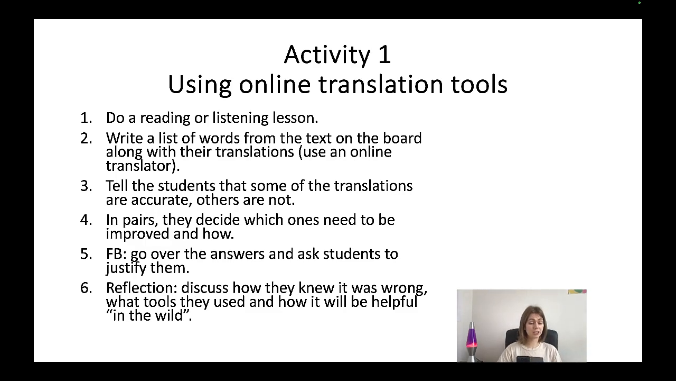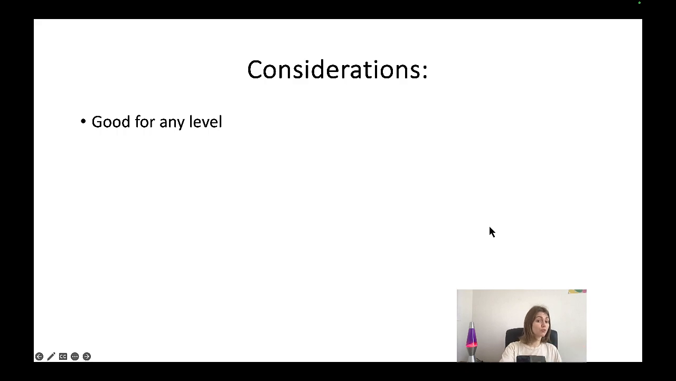Very little preparation. You do have to be quite attentive in monitoring and like pairing them up and making sure that they do the right thing. But this reflection bit is probably one of the most important stages in the activity. Now, some of the considerations. First of all, good for any level. Even your LE1s could do this. Obviously, your choice of words will be different for them, but potentially it's something they could do.